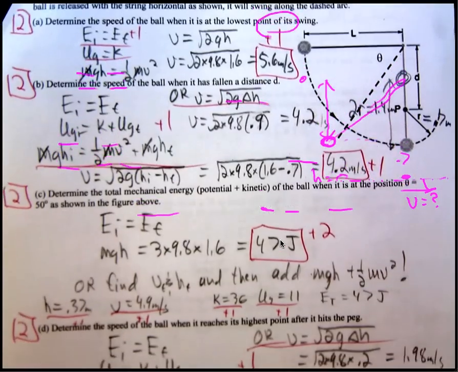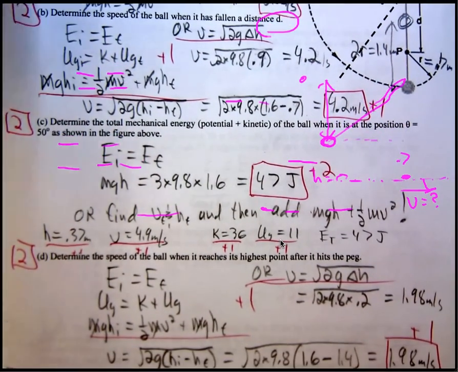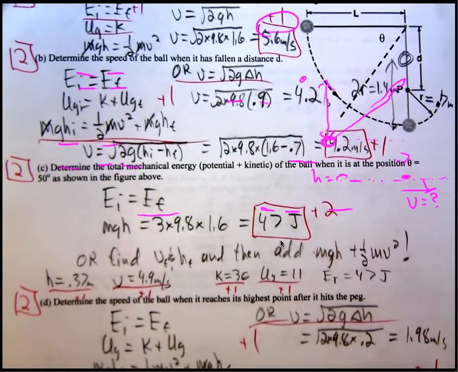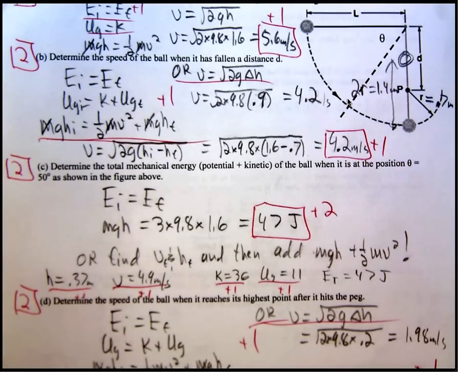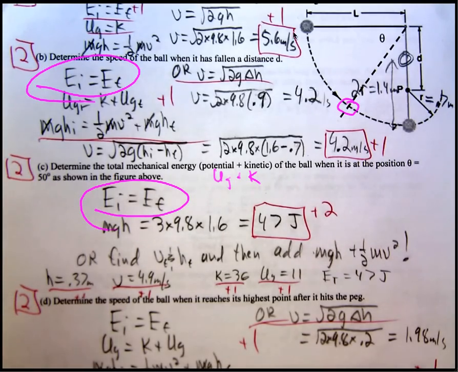Part C, what is the total mechanical energy when we are at theta equals 50 degrees as shown in the diagram? And so when the pendulum is here, what's the total mechanical energy, which is the potential plus the kinetic? Well, the whole idea here is that the energy is not changing. And so if I know the energy anywhere, I know the energy any other place in this motion. And so I pick the easiest place right here at the top. The energy is all potential, mgh, and I get 47 joules.